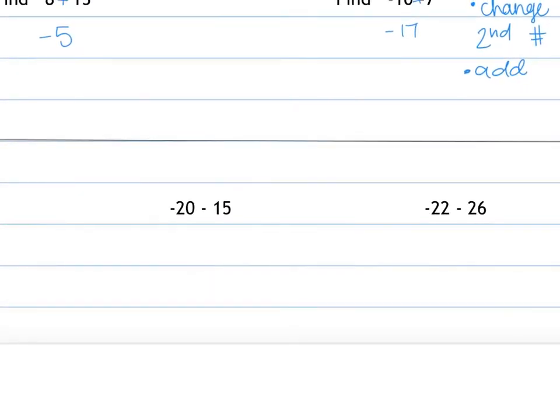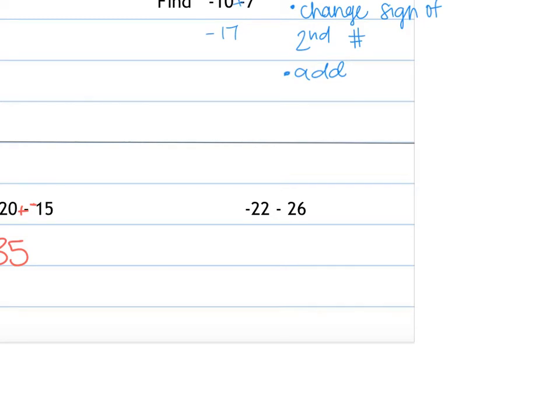The next one, -20 minus 15. Change it to addition. Make the sign opposite. Since it was a +15, make it a -15. -20 plus -15. Since both of them are negative, you add them together. 20 plus 15 is 35. Both of them are negative, so our answer is negative.